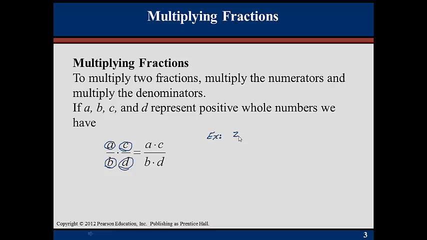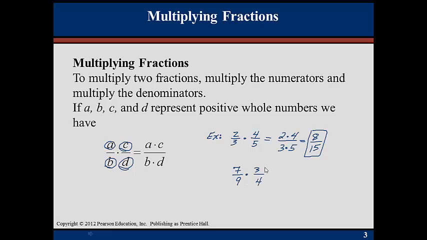Here's an example. Let's say we had 2/3 times 4/5. We're going to multiply the numerators together, so 2 times 4, over multiplying the denominators together, 3 times 5. 2 times 4 is 8, 3 times 5 is 15. So this is 8/15.